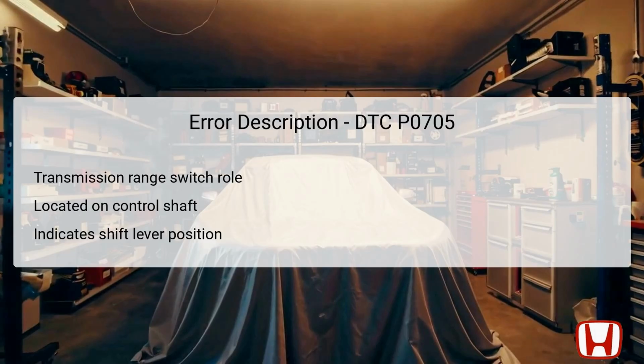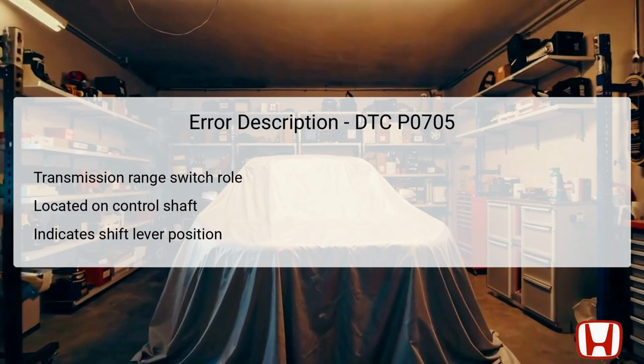The transmission range switch is a crucial component located on the control shaft of the transmission. Its primary role is to communicate the selected shift lever position to the Transmission Control Module, TCM. The control shaft rotates as the shift lever is engaged, which in turn changes the position of the transmission range switch. As it changes position, it activates a manual valve and switches hydraulic pressure, facilitating the transmission shift through forward, neutral, or reverse gears.